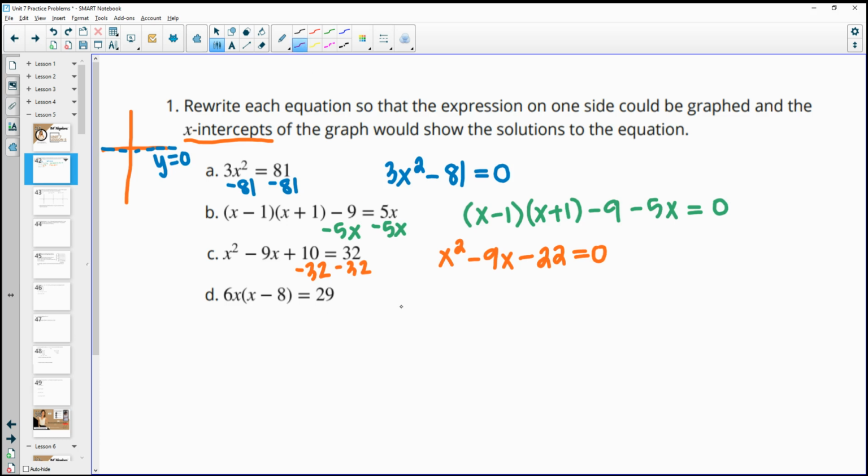And then D, we'll subtract 29 from both sides. So again, I'm going to leave this left side exactly the same. So I'm just going to leave it as 6x times x minus 8. And now I've got this minus 29 that I'll put on the end. And then on the right side, 29 minus 29 is 0. So then we'd be able to graph that and find the x-intercepts as the solutions.